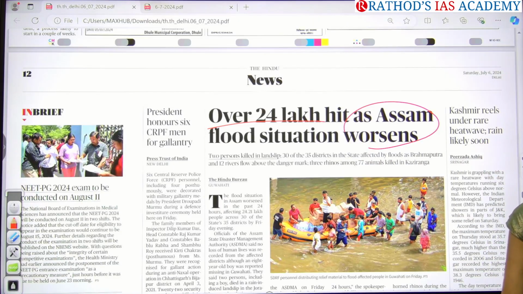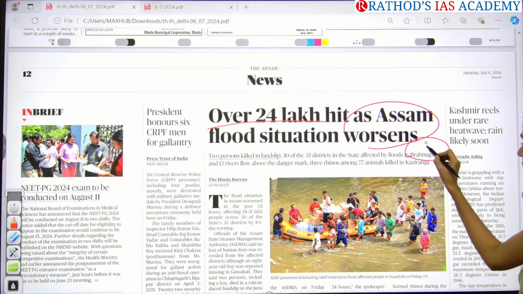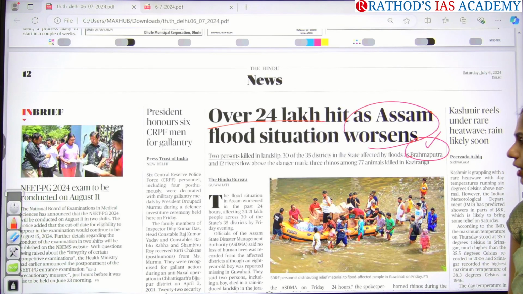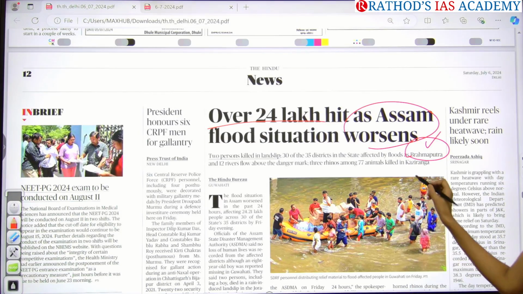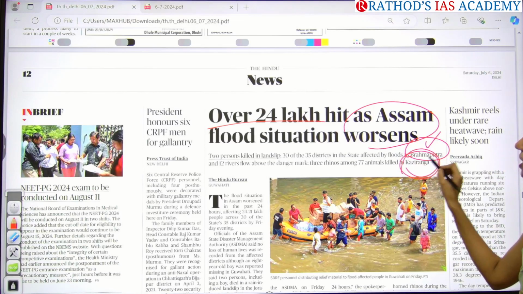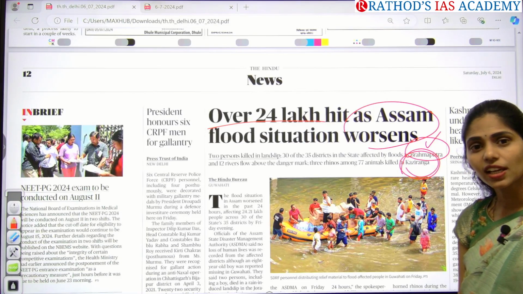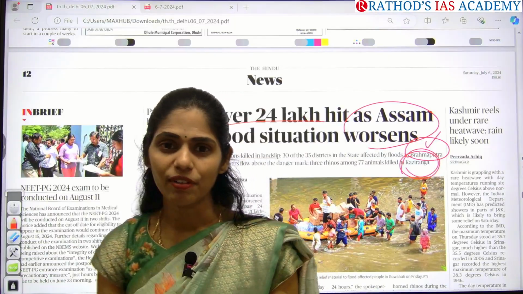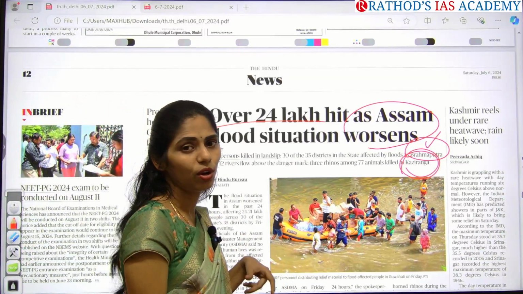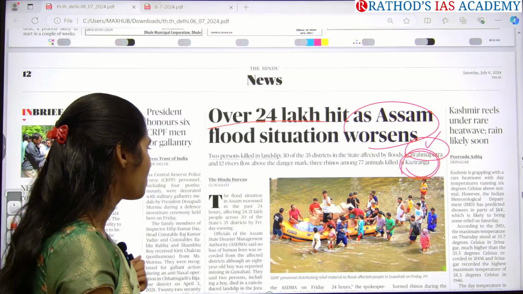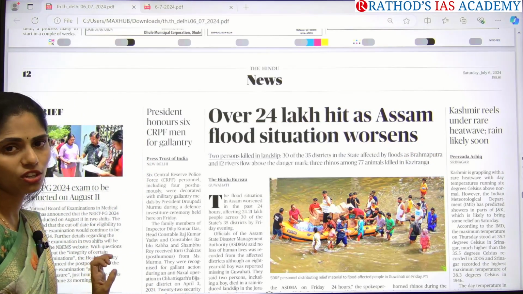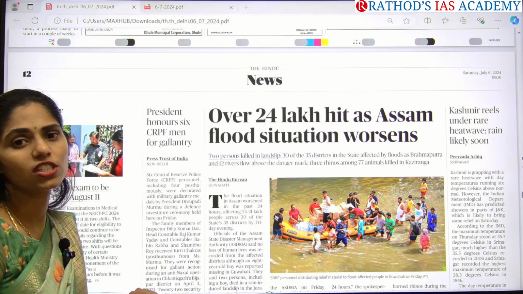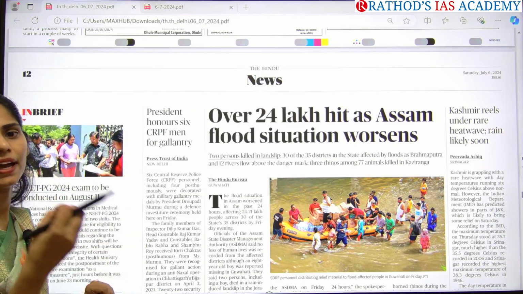The flood situation in this Assam region has worsened because of the increasing water level in the river Brahmaputra. And there are 12 rivers which are flowing above the danger mark. It especially also causes flooding in Kaziranga National Park. This Kaziranga National Park is very famous for the one-horned rhinoceros as well as wild buffaloes, etc. So those animals will also be affected because of these floods. Okay, clear? You have to know about the river Brahmaputra as well as the tributaries of this river, and which are the right bank and which are the left bank.